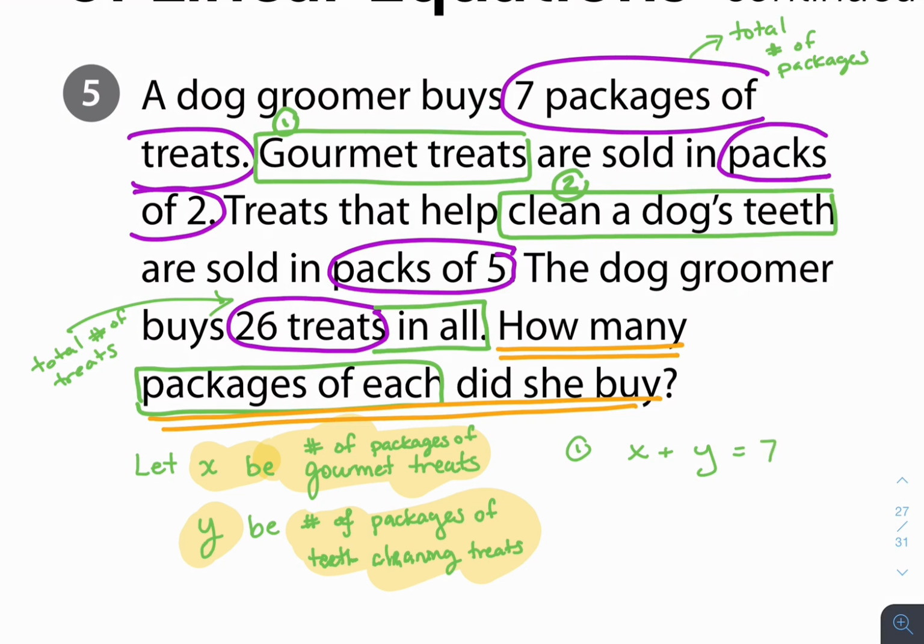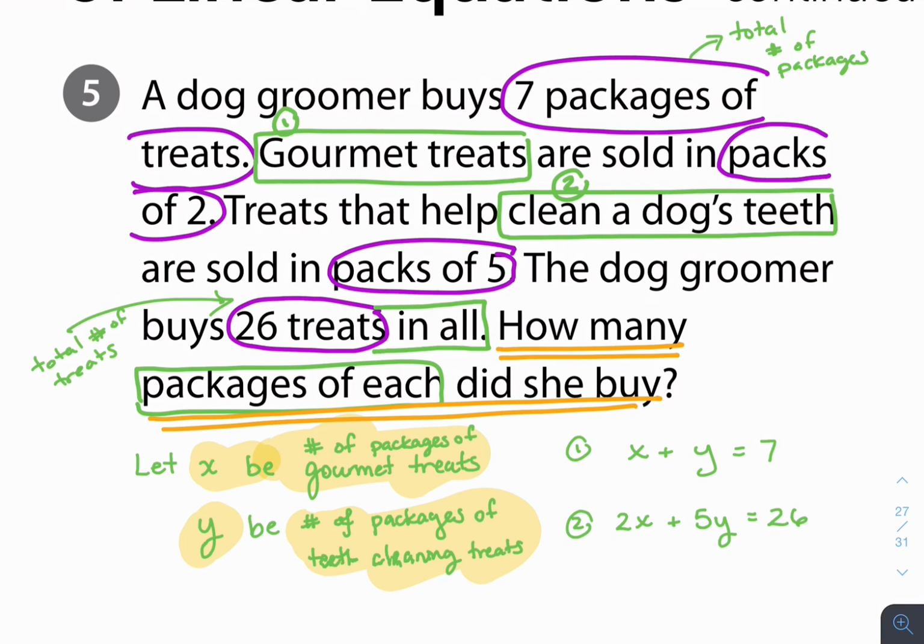And then I know the gourmet treats are sold in packs of 2. So for my second equation, I'm going to say 2 times X. That'll tell me how many treats per package. And the teeth cleaning treats are sold in packs of 5. So that's plus 5 times Y. And that should give me the total of treats in all. And the question says it's 26 treats in all. Alright, so there are our 2 equations.